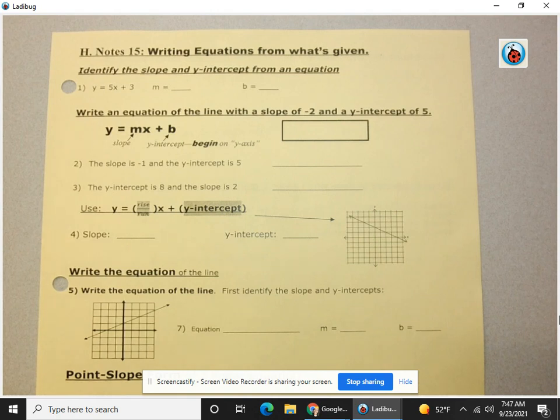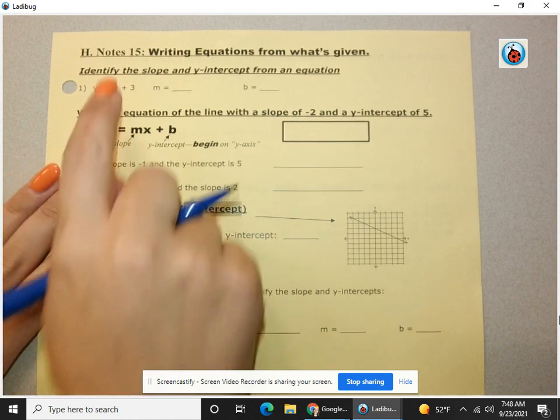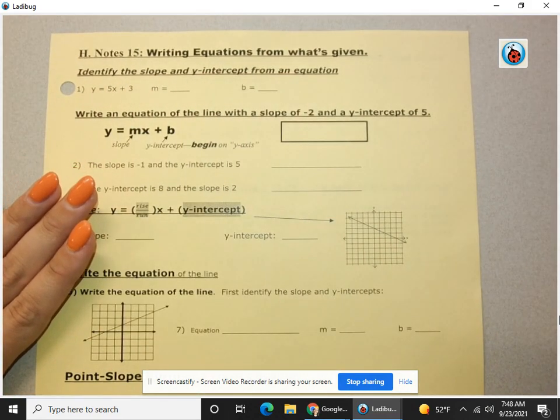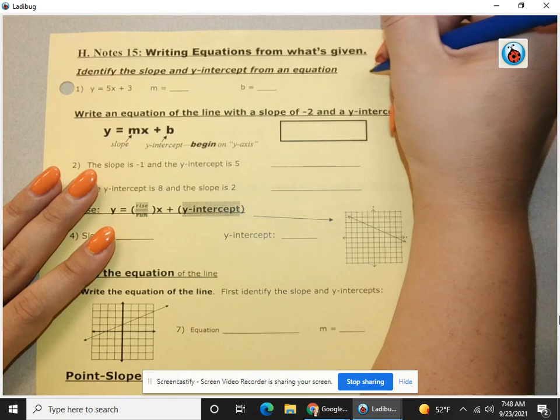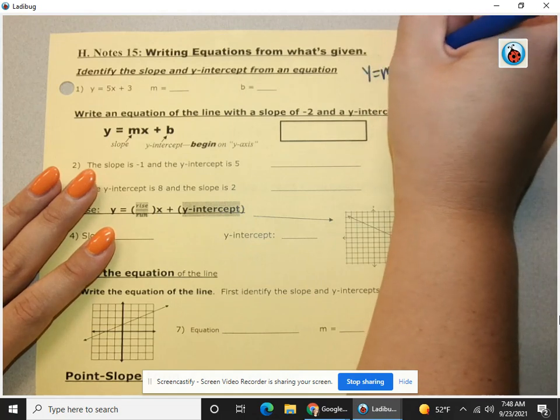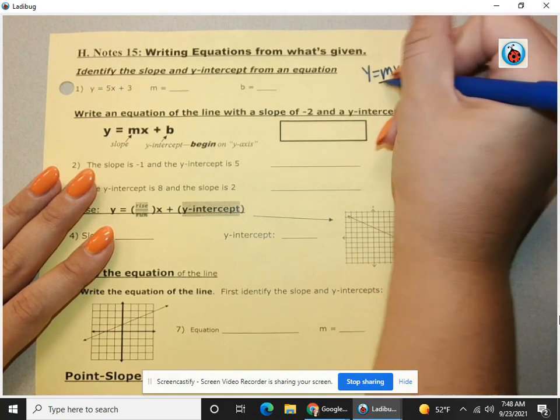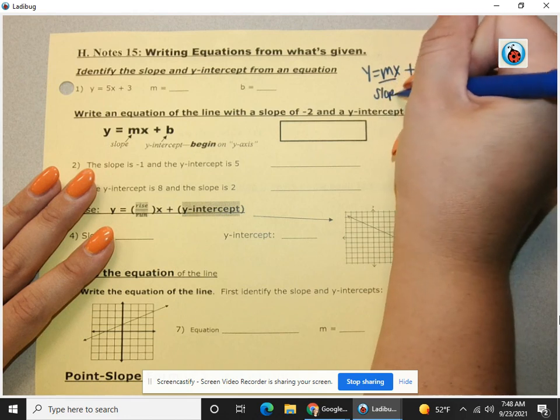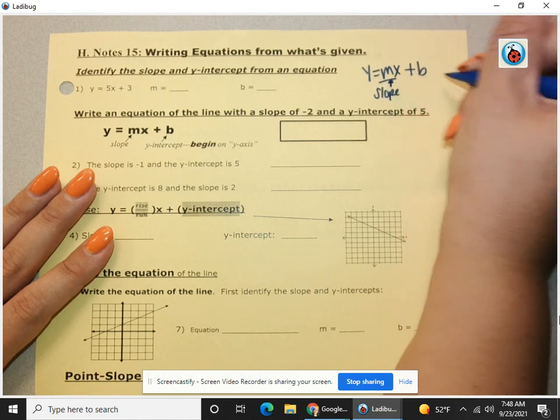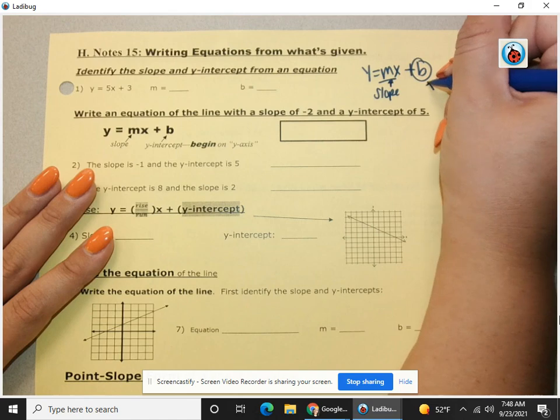Today, we're going to be talking about writing equations from what's given. So we're going to first identify the slope and the y-intercept from our equation. Reminder, we're looking at y equals mx plus b. Our m is our slope. Our b is our y-intercept.